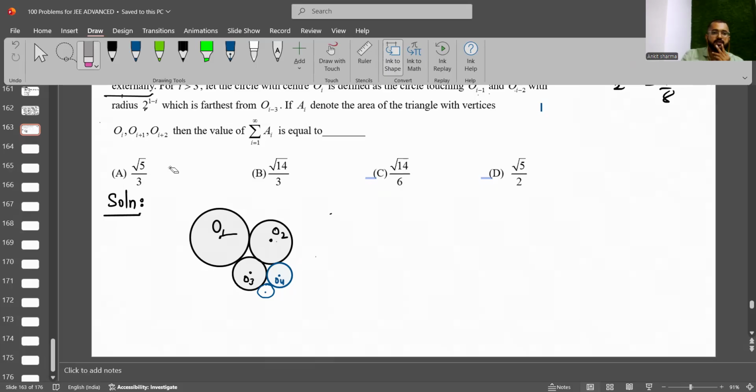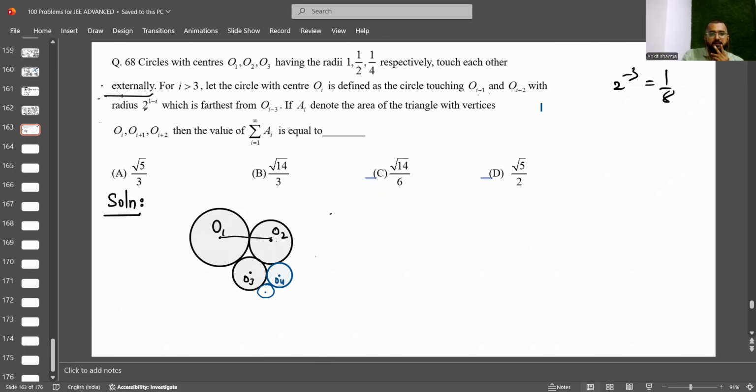So we're interested in this triangle now. This one is my O1, O2, O3 triangle. And the next one is going to be my O2, O3, O4 triangle here. And then next O3, O4, O5 here. And then this would go on eventually. So now what we want is the sum of all these areas. So let's see how we are going to approach this.